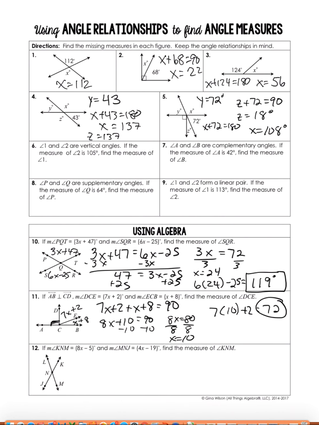Okay, number 12, I'm going to go ahead and label my picture, and then you're going to work that problem. It says KMN is 8x minus 5. And MNJ is 4x minus 19. Okay, so see how these make a straight line together? Okay, that means I have to add up to 180. So I'm going to do that. I'm going to say 4x minus 19 plus 8x minus 5 equals 180.